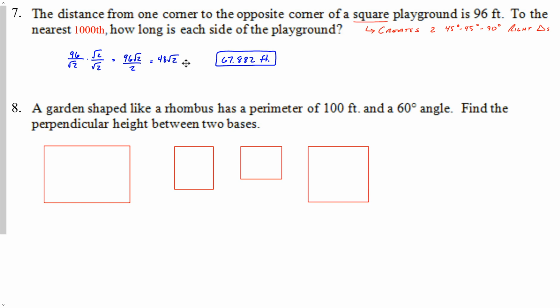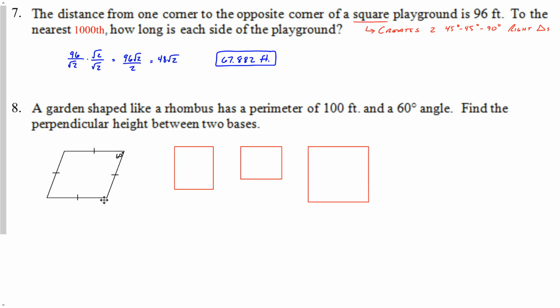The last one that we're going to cover right now, number 8, says we have a garden shaped like a rhombus with a perimeter of 100 feet and a 60-degree angle. First thing I would always recommend in something like this is to draw a picture. So just quickly sketch yourself a rhombus. Show that one of the acute angles is 60 degrees.